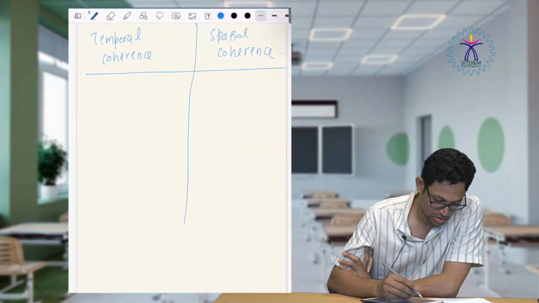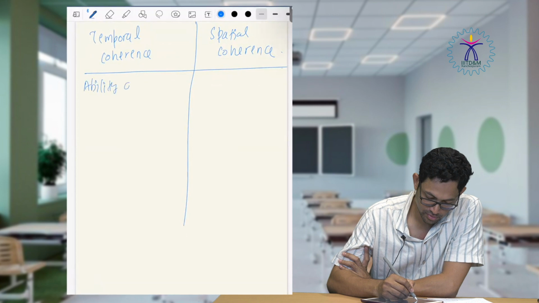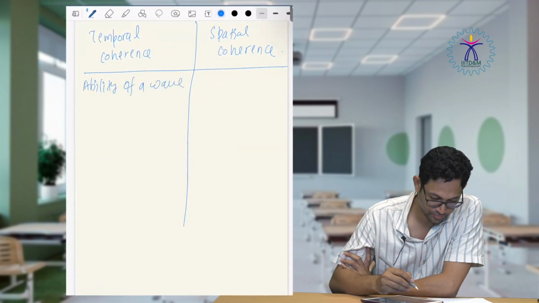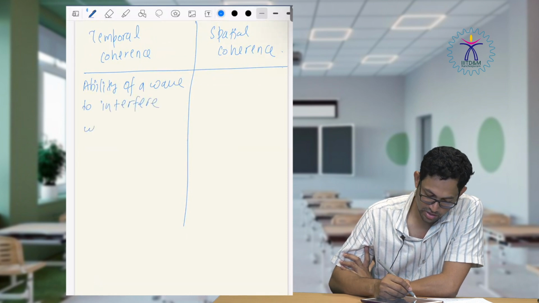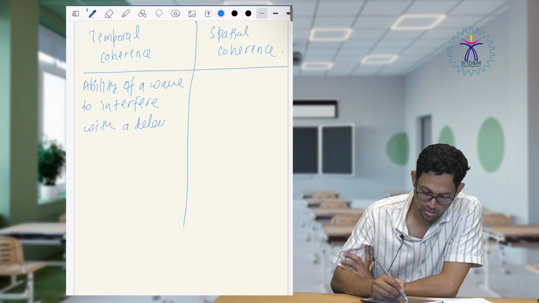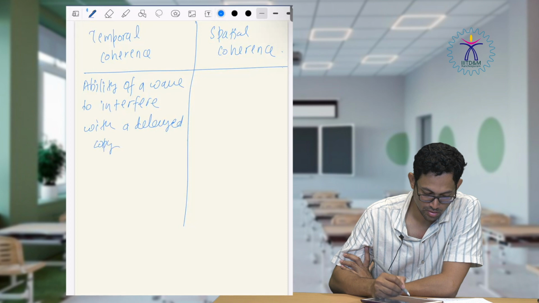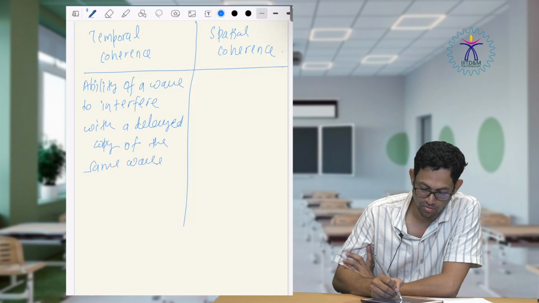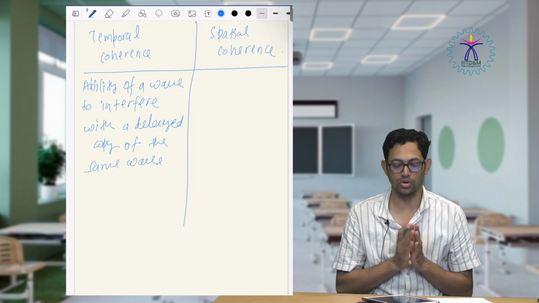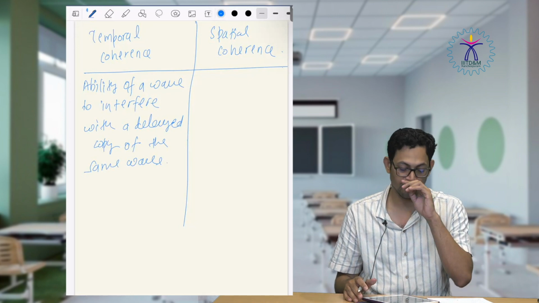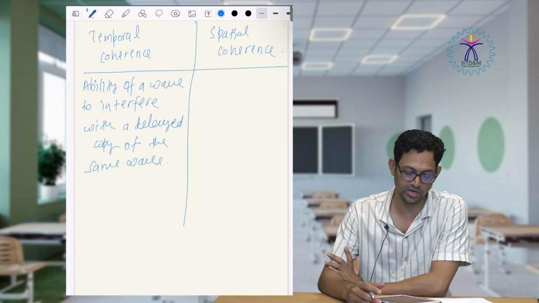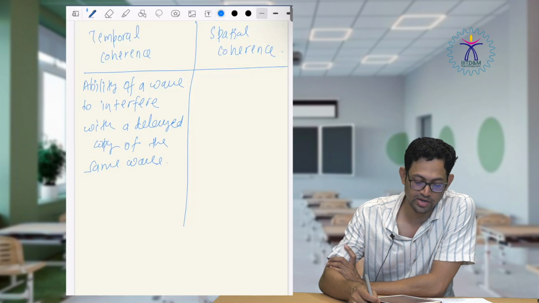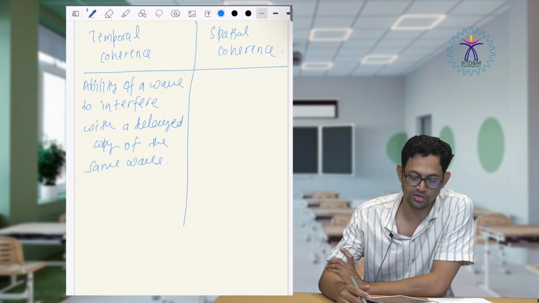It is the ability of the wave to interfere with a delayed copy of the same wave. So if you want to interfere or superpose with a specific interferogram, a pattern, with the same wave, but it is delayed by the function tau, right? So that is known as temporal coherence. So you get a degree of correlation with that.